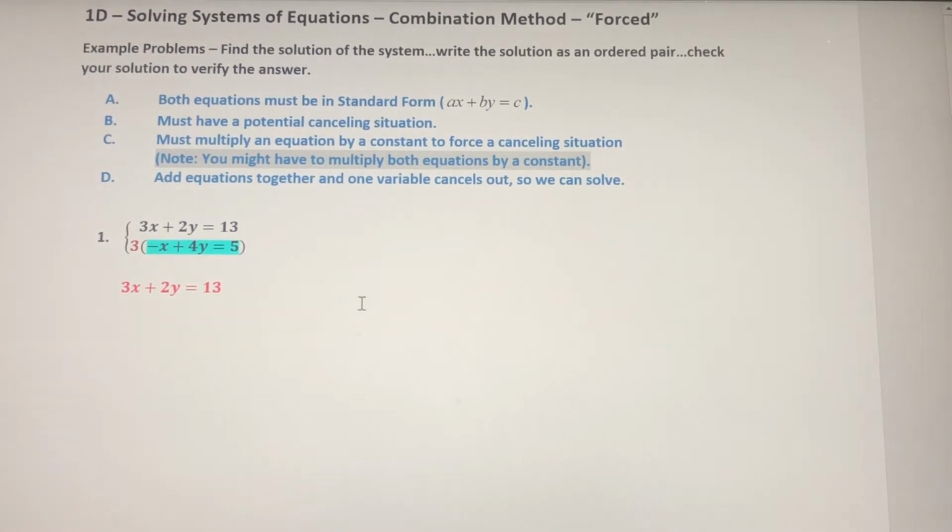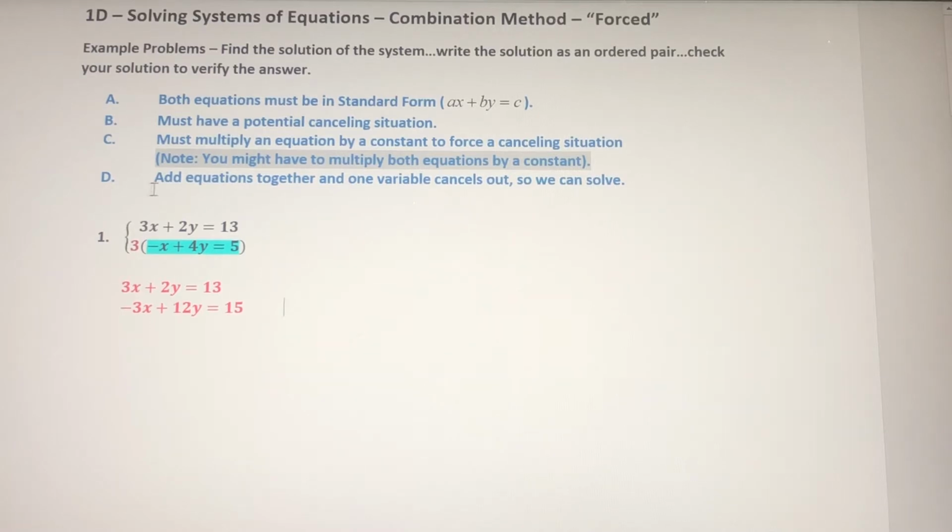So if I multiply this equation by 3, I'm going to force that canceling situation. So when I distribute a 3 times all of these terms, I get negative 3x. So 3 times negative x is negative 3x. 3 times 4y is 12y. 3 times 5 is 15. So now we've created a situation where we can use the combination method.